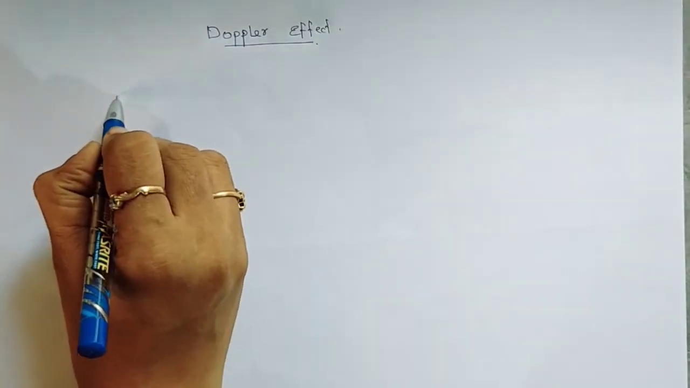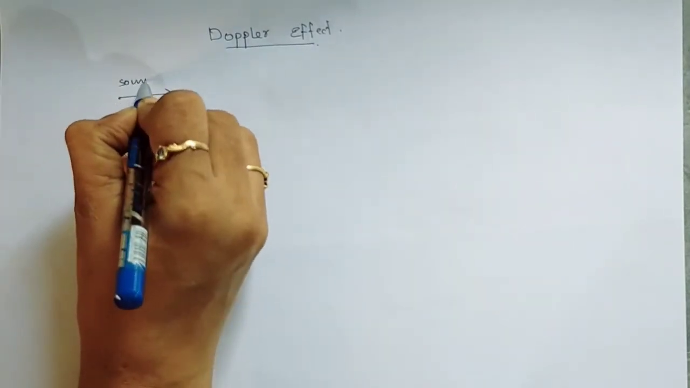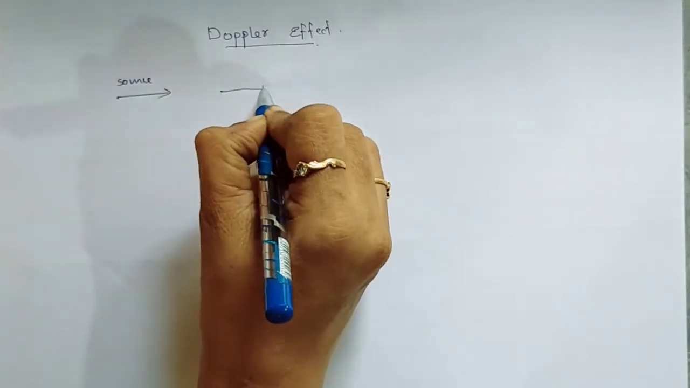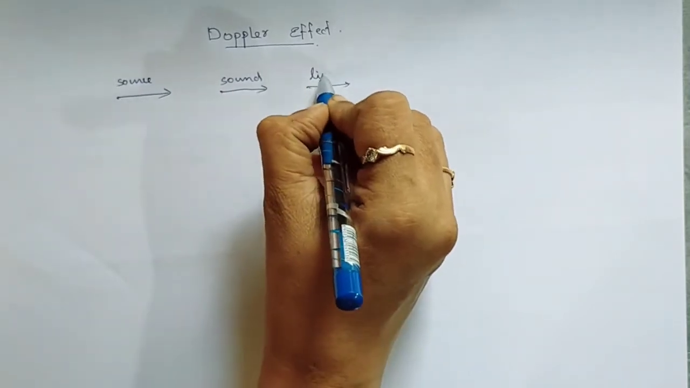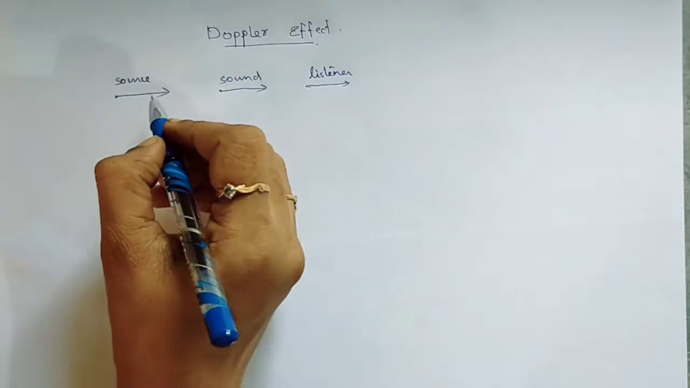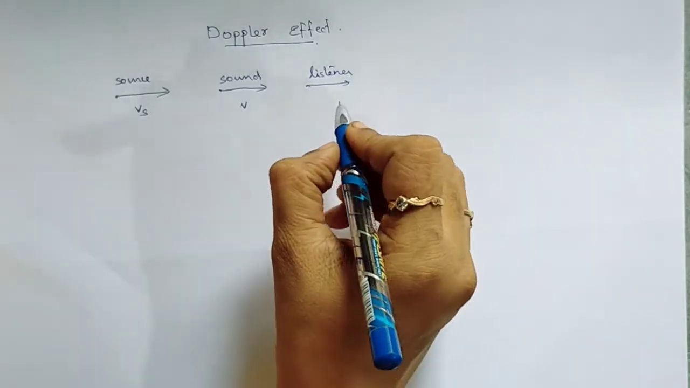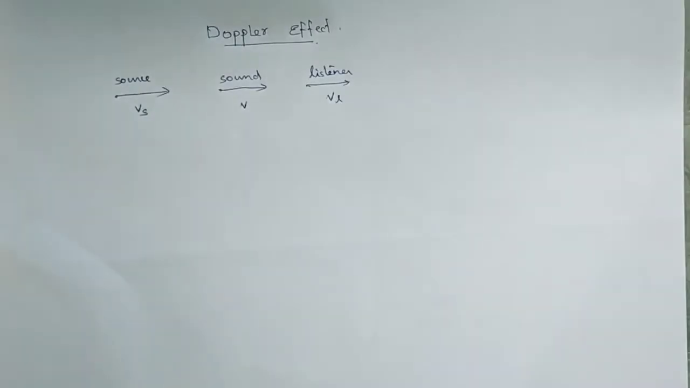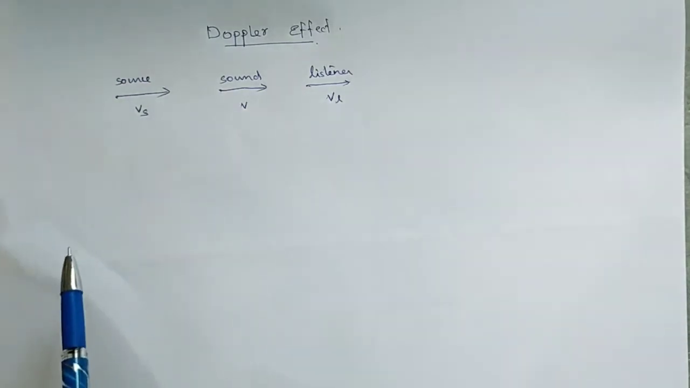Now we are going to find out the expression for the apparent change. Suppose this is the source and sound. This is the listener. The source has velocity vs, sound v, listener vl. Here the listener and source are all in the same direction.